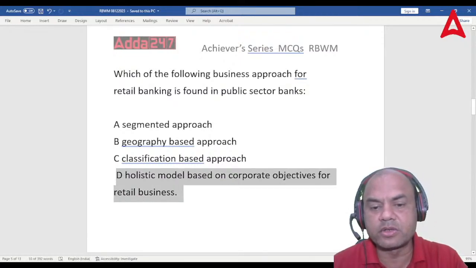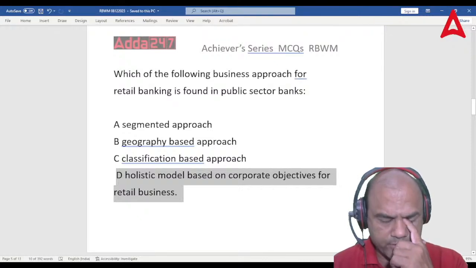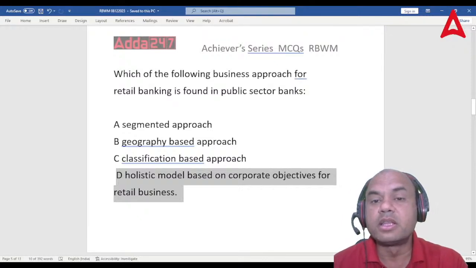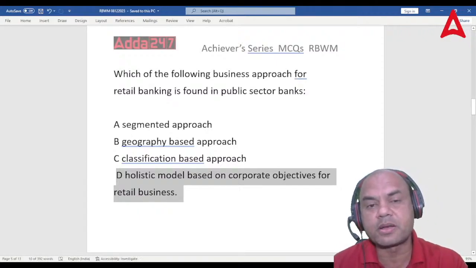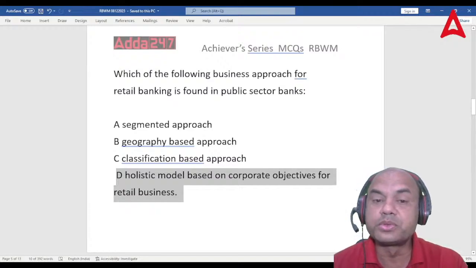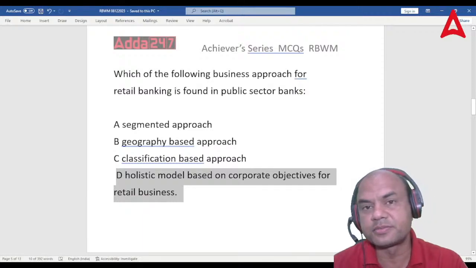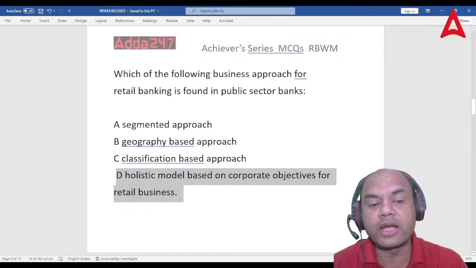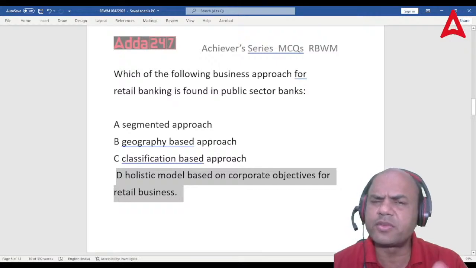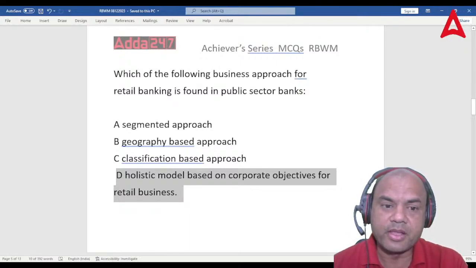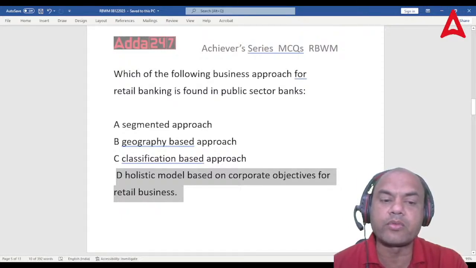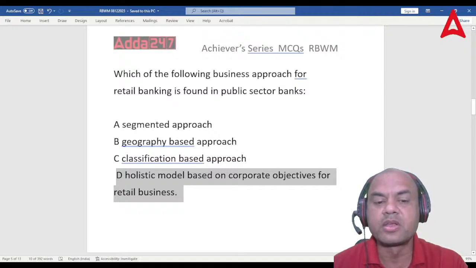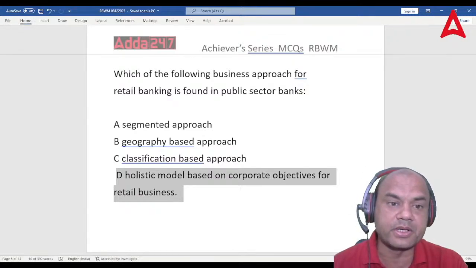Holistic model based on the corporate objectives for retail banking. See, corporate objectives, this is very important. Nowadays, even public sector banks have changed. You've seen the shares of public sector banks now in the stock market, hugely up. Why? Because they have changed the model. Earlier, we had this model of classification based, geography based, everything in our banks. But now we are moving out of all these and towards this holistic model based on the corporate objectives for retail business.